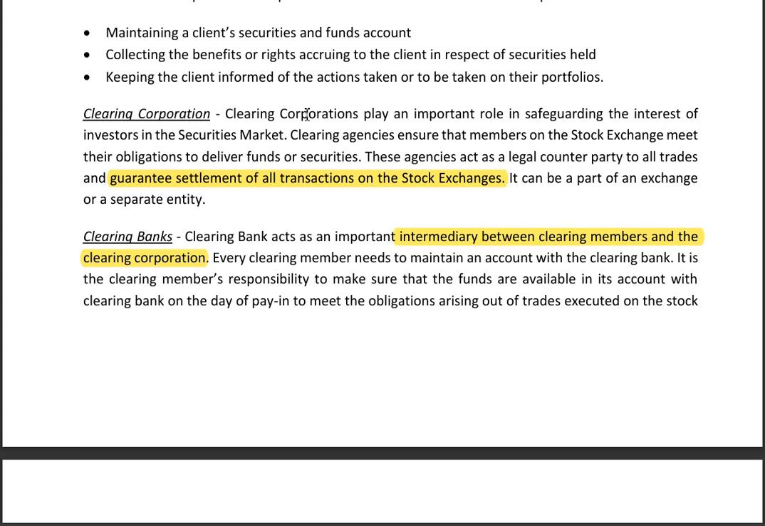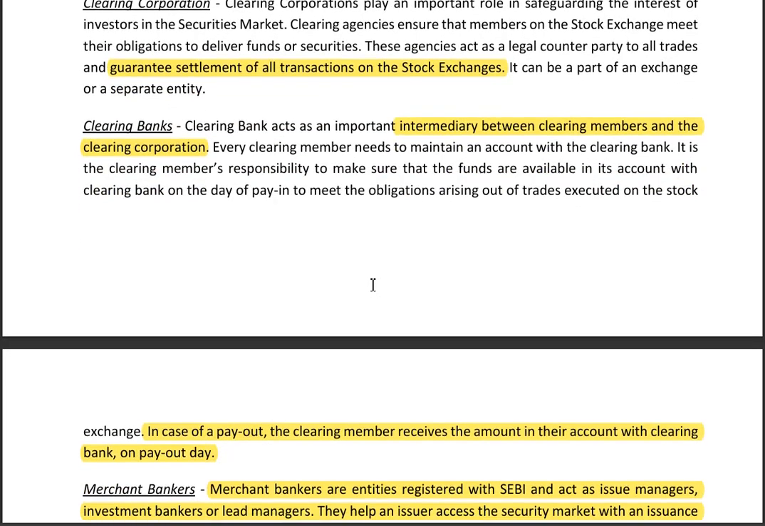Clearing banks act as an important intermediary in clearing members' transactions with the clearing corporation. Every clearing member needs to maintain an account with the clearing bank. It is the clearing member's responsibility to make sure that the funds are available in the account.